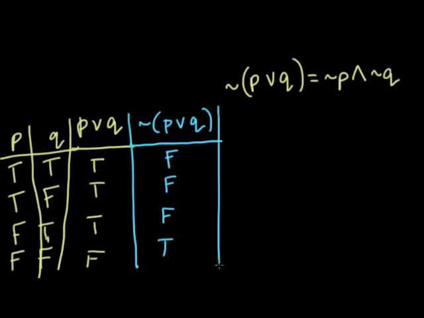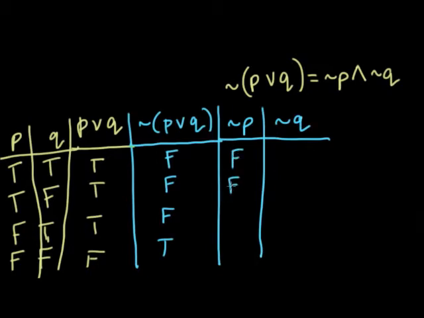So we're trying to determine, is this logically equivalent to not P and not Q? So what I would do then is list out not P, list out not Q to see what's happening. And this again is just going to reverse all of our truth values in the first two columns. So we get false, false, true, and true, and false, true, false, true.